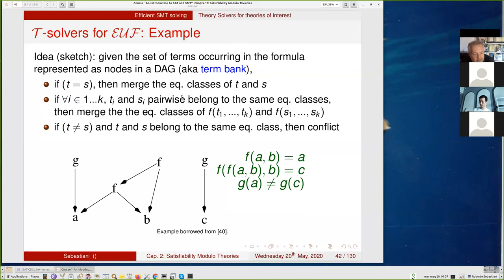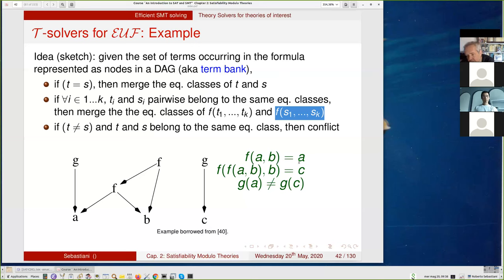The idea is that for all the steps such that Ti and Si belong pairwise to the same classes, then merge the equivalence classes of f(t1,...,tk) and f(s1,...,sk). What does it mean? If t1 belongs to the same equivalence class as s1, t2 to that of s2, and so on up to tk belonging to the equivalence class of sk, then you can conclude that these two terms belong to the same equivalence class by congruence. So you first build the equivalence classes, and then you apply congruence to further extend them.